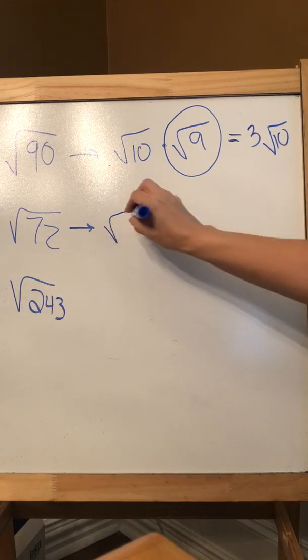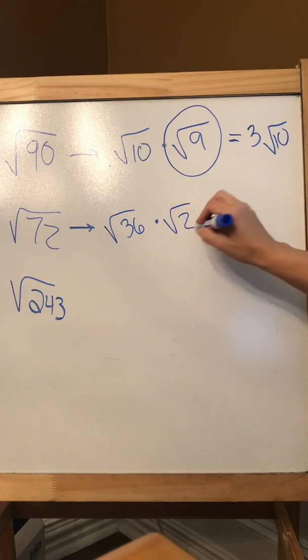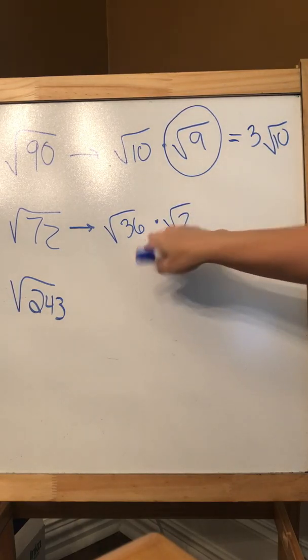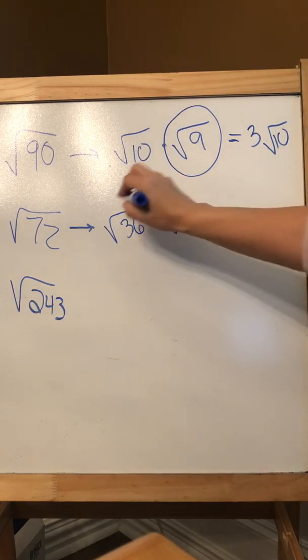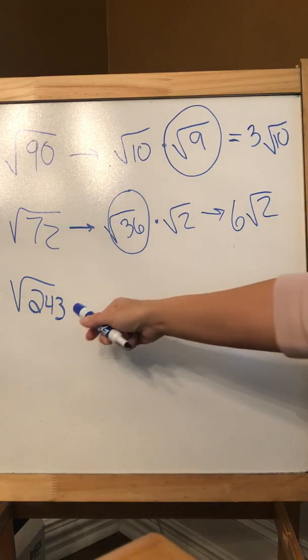So we can break it up: square root of 36 times the square root of 2. Now, here's the one that we can take the perfect square of. It's a perfect square, so we have 6 times the square root of 2. So let's look at this one.